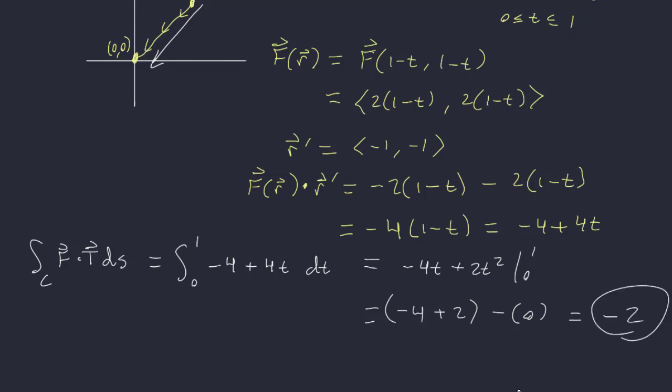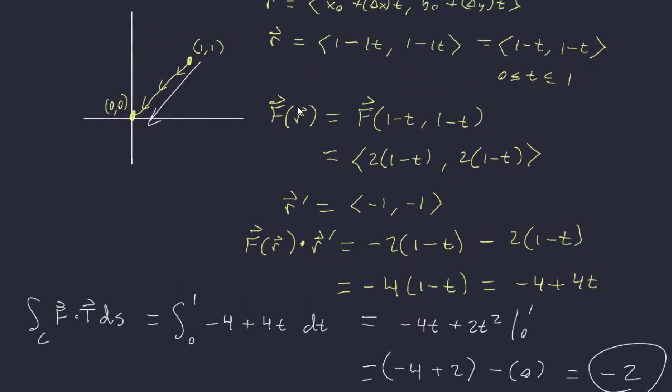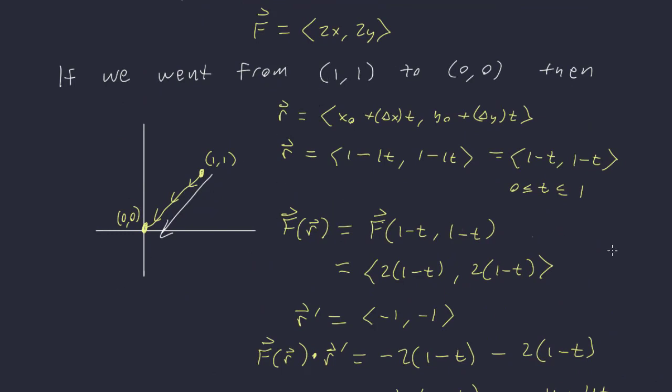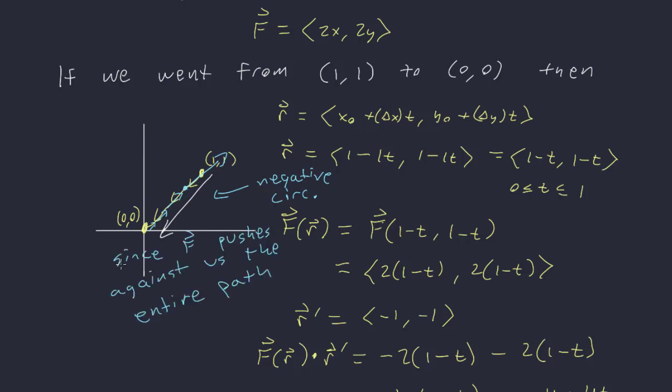So we get the exact opposite here, because as we travel along this path, F is pushing against us the entire time. That gives us a negative circulation. Right, since F pushes against us the entire path. Okay? Let's look at another example.